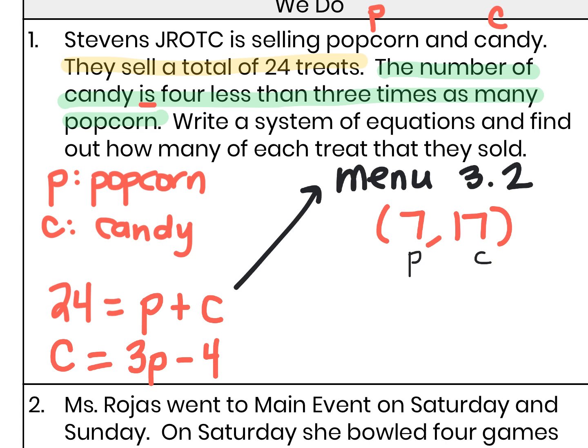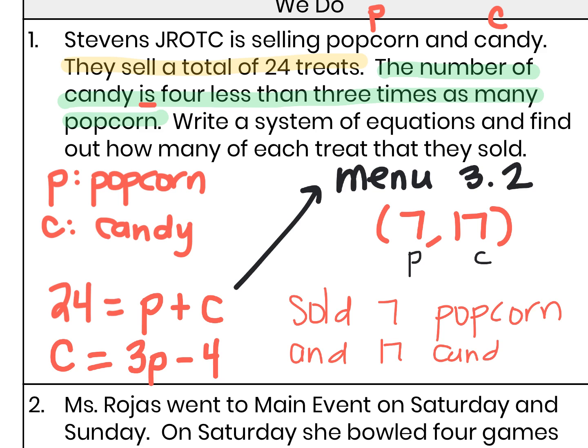So what that means for us is that they sold 7 popcorn and 17 candies. Okay, let's look at the next one.